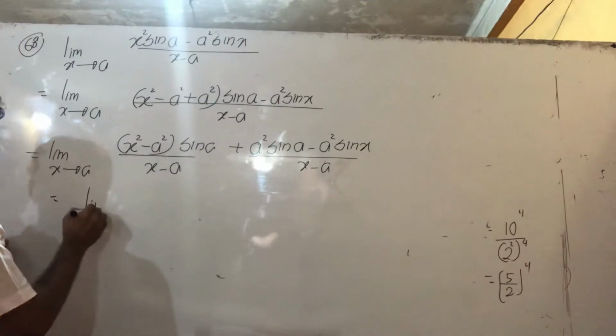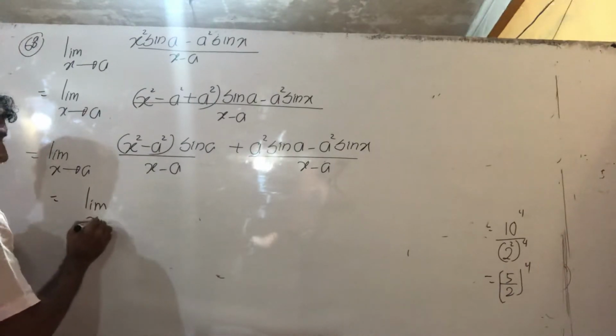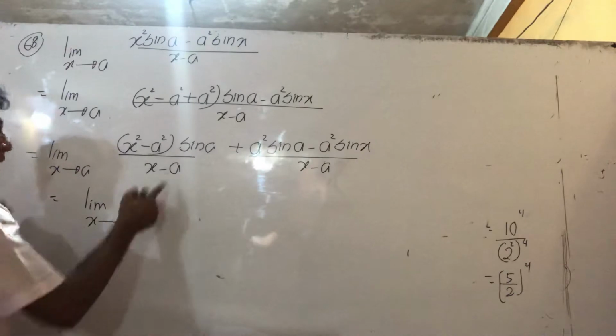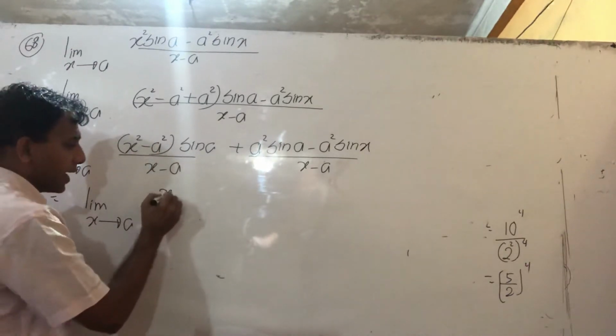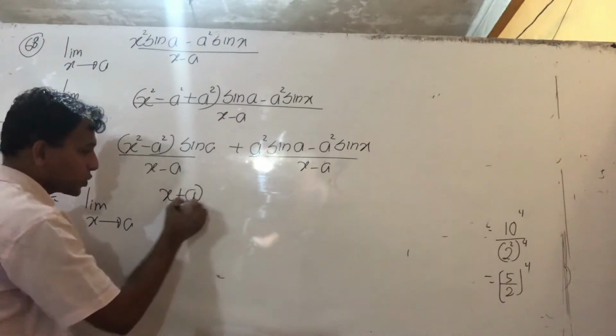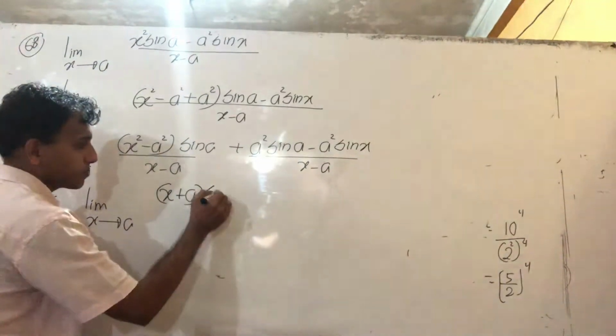Limit as x approaches a, x minus a, x plus a, the x minus a cancels, x plus a into x minus a.